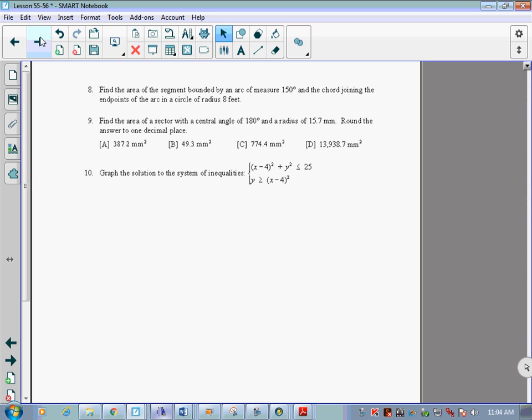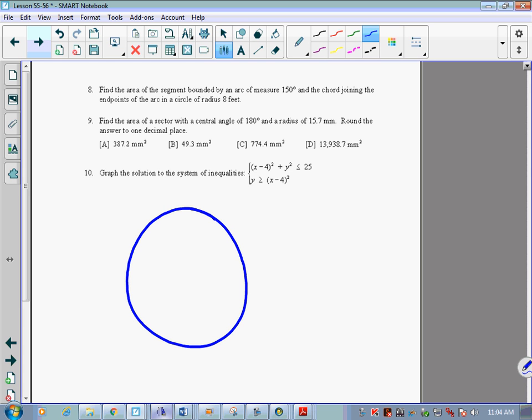Specifically 8. All right, we want to find the area of a segment bounded by an arc measure of 150 degrees and the chord joining the endpoints of the arc in a circle of a radius of 8 feet. All right, so this is pretty complex.